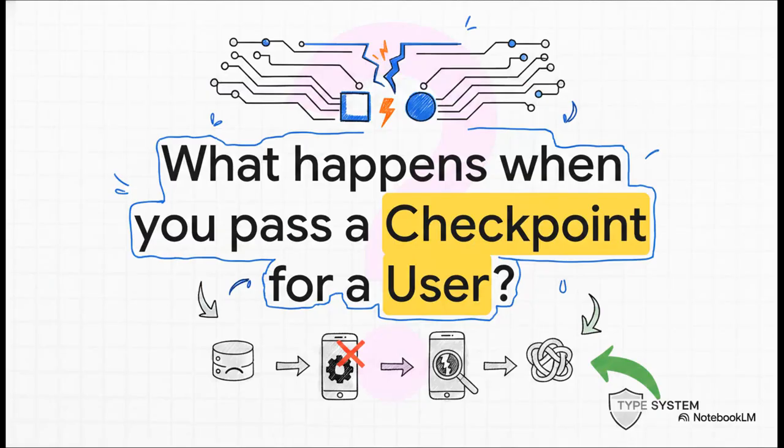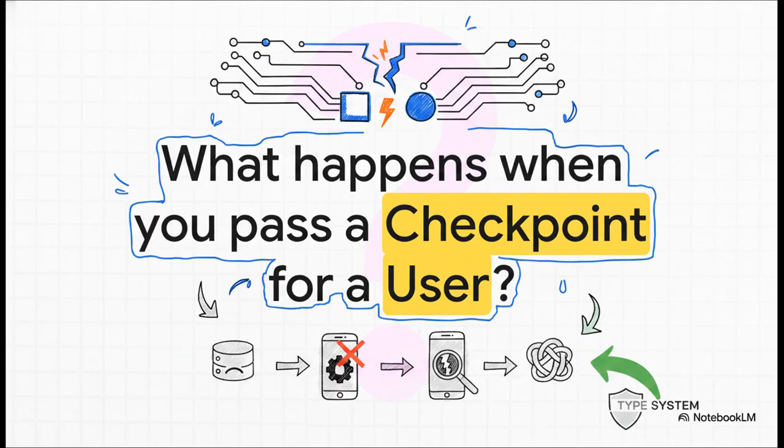But before we get into the theory, I've got to ask you something. What happens when you accidentally pass a checkpoint ID into a function where a user ID belongs? Well, if your system uses plain strings for both, the compiler is going to happily accept it. It looks totally fine on your screen. But at runtime, it's an absolute nightmare. The database throws a no such user error, your app crashes, and you spend hours chasing a ghost.